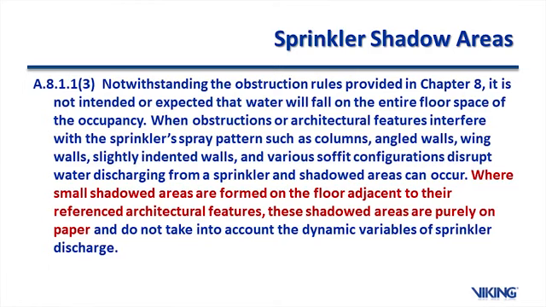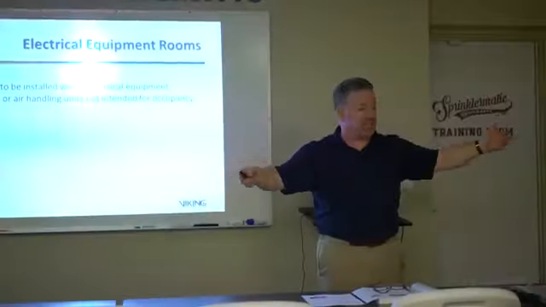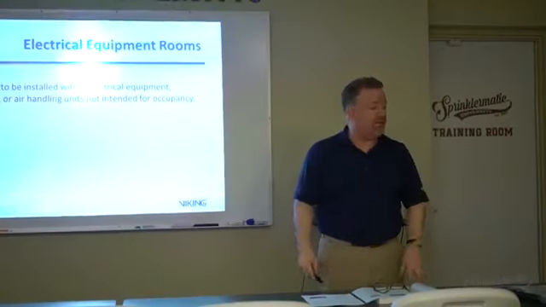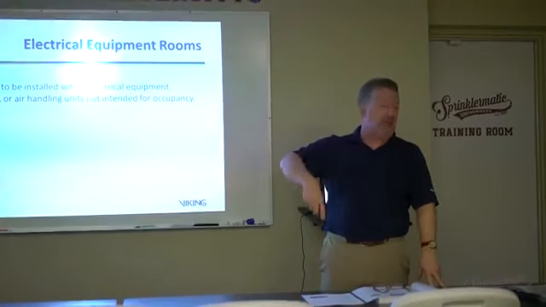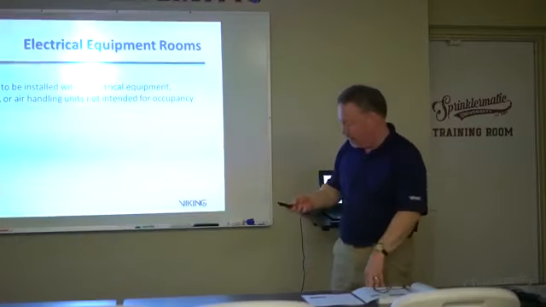Okay, and then we get into places like electrical equipment, not electrical equipment rooms, but electrical equipment period. Big, huge equipment, air handlers, things like that just get placed in large spaces within buildings. And once again, we got an exception that says you don't have to put drop sprinklers down into those locations.